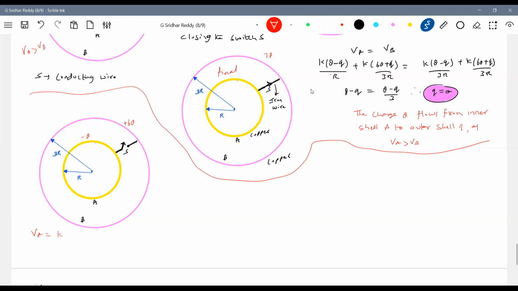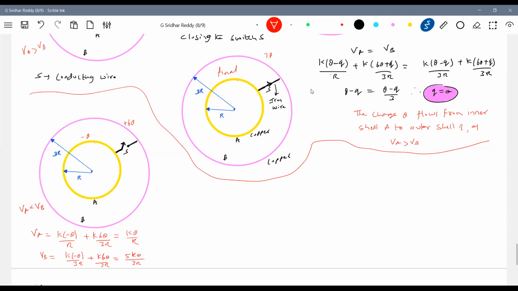Potential of A equals K minus Q by R plus K6Q by 3R. This will be KQ by R. VB equals how much? K minus Q by 3R. Which is at higher potential now? VA less than VB. Before closing the switch, this is before closing the switch.